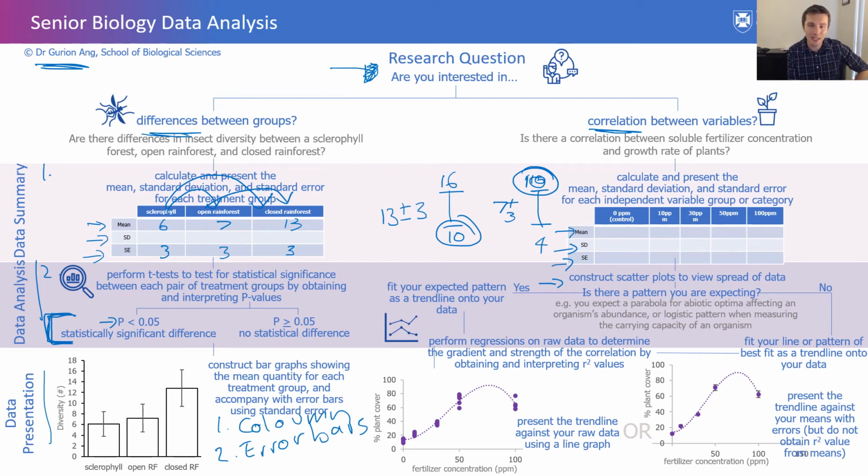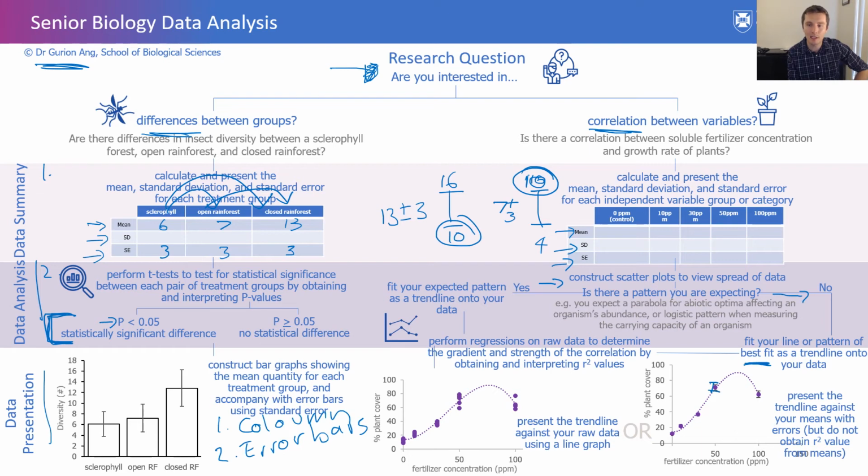So you then need to ask yourself this question: is there a pattern you are expecting? If your answer is no, what you can simply do is fit your line or pattern of best fit as a trend line onto your data, okay? So the trend line against your means with errors, but do not obtain R-square values for means. So here, if I do not have the data I was expecting, I just fit my line or pattern of best fit as a trend line, and then I add my error bars.